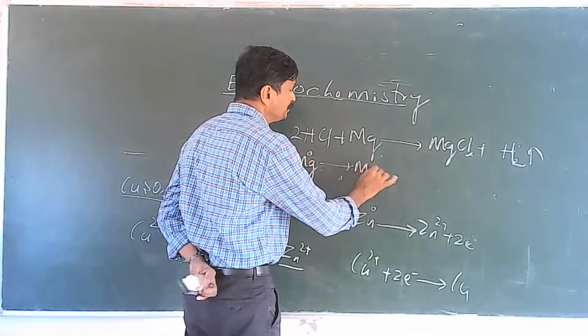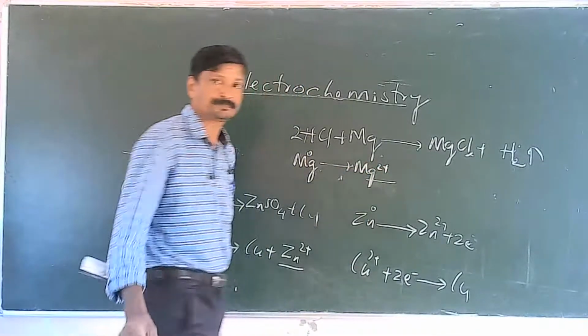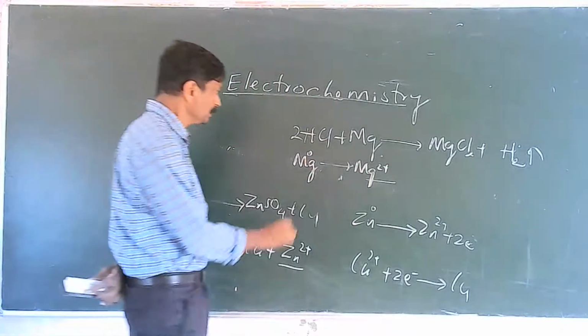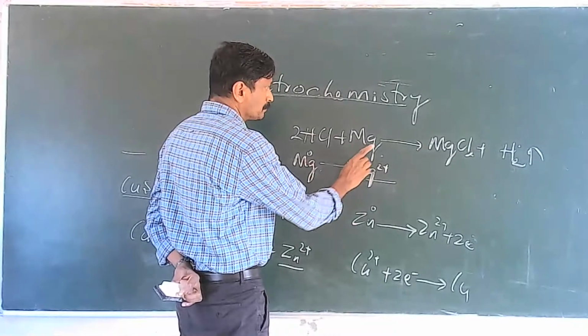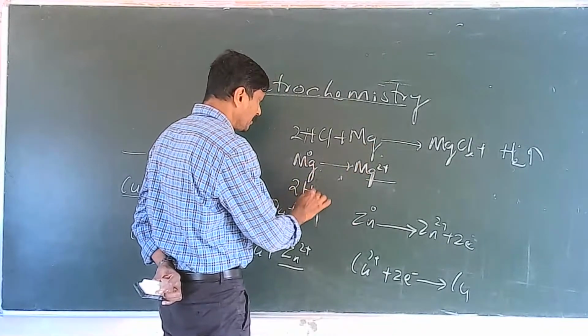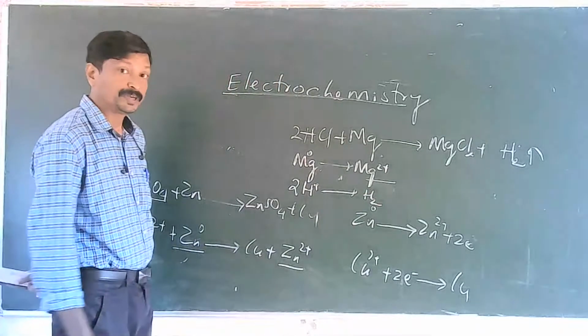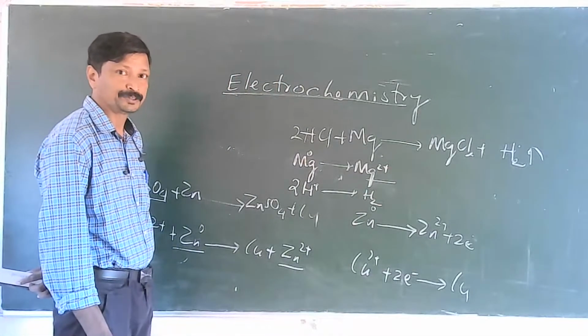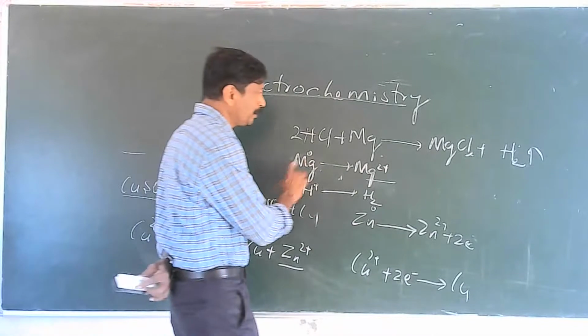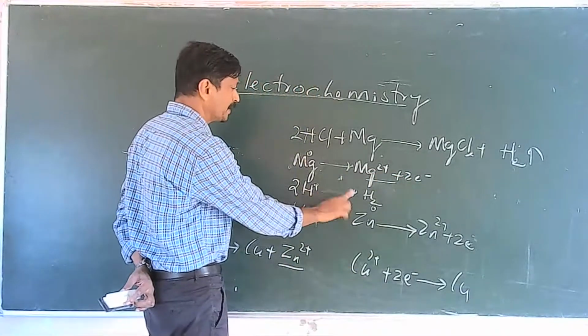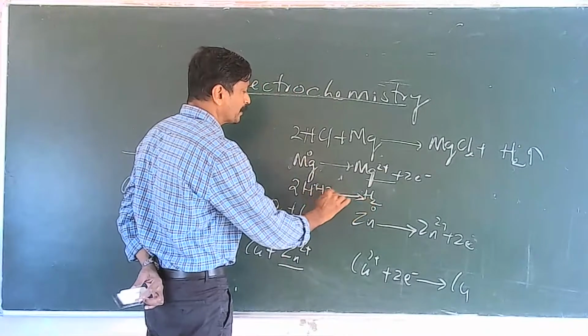Mg0 is converted into Mg2 plus, and the 2H plus ion is given rise to H2. How many electrons has it lost? 2. How many electrons does it have to gain? It has to gain 2 electrons.